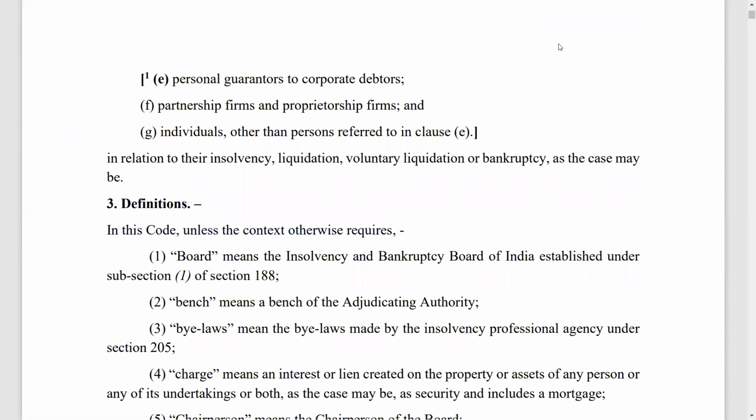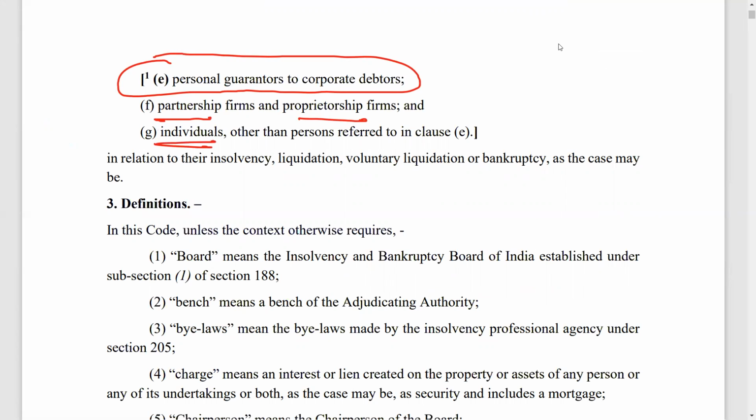Then you have the personal guarantors to the corporate debtor, to whom also IBC is applicable. Then partnership firms, proprietorship firms, and also individuals other than the personal guarantors to the corporate debtor. So what is the difference between point number E and point number G?